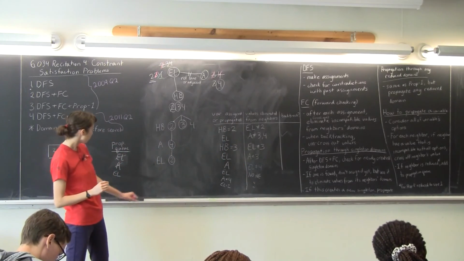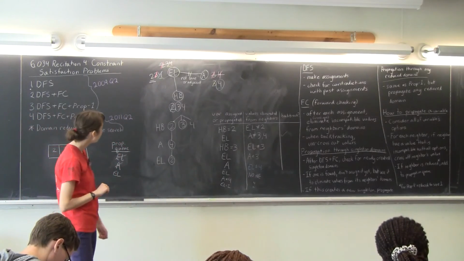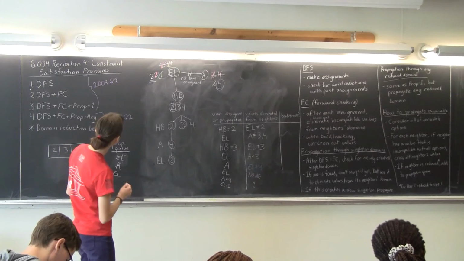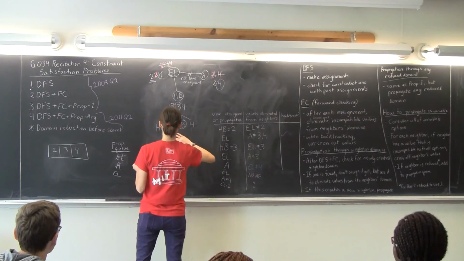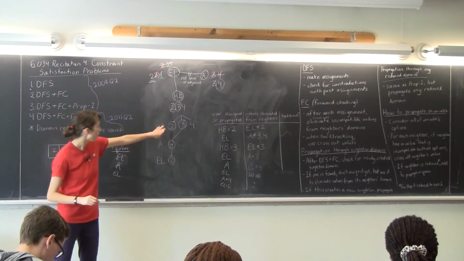Okay, so one more thing we're going to go over is the idea of reducing the domains before search. Yeah? From 3? Shouldn't which be? Yes, you're right. Good call. Yes, that tree should come from 3. Yeah, because 2 backtracked.